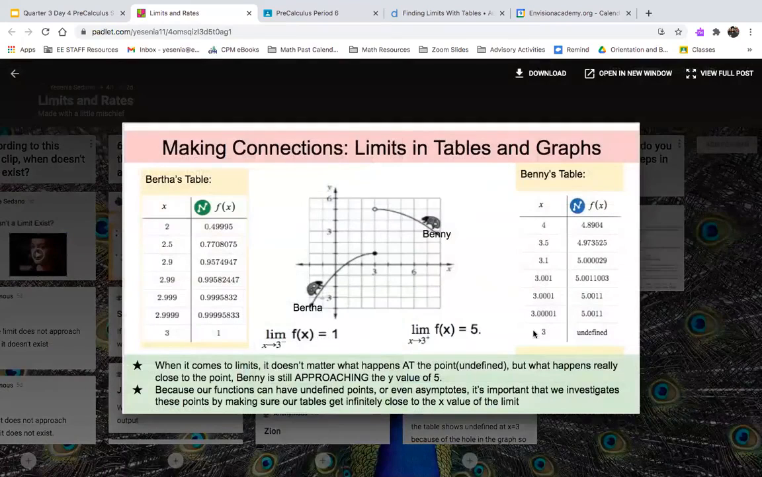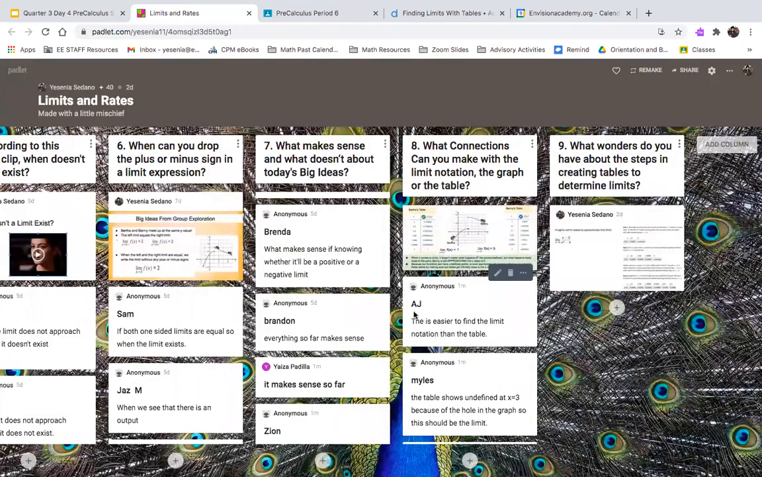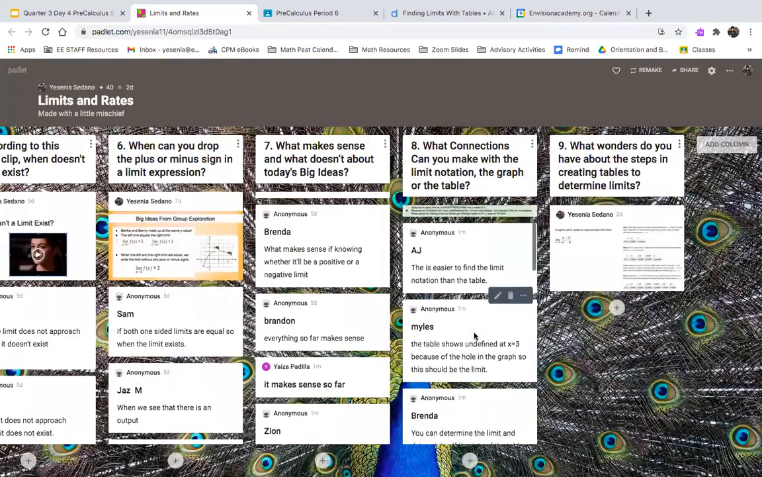And again, that's true. If we look at the graph at 3 and in the table, it's undefined, and that corresponds to the fact that there's an open circle, but the limit still exists there, and it's going to be 5. Awesome. And then, okay, we have that someone thinks it's easier to find the limit notation than the table. So the table looks a little bit complex.